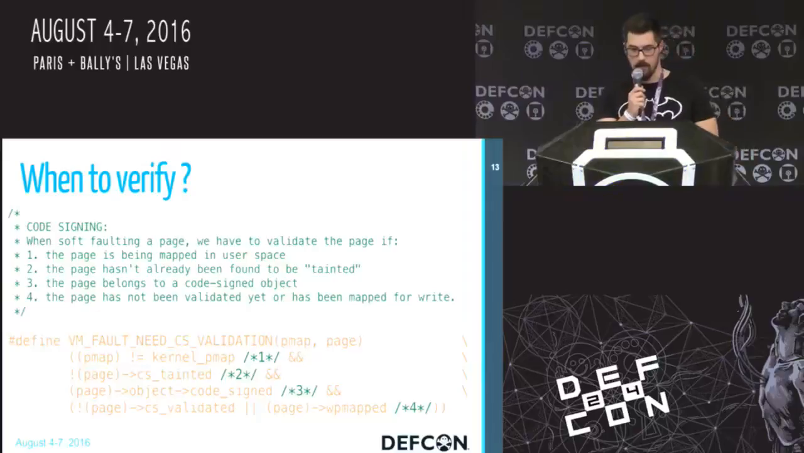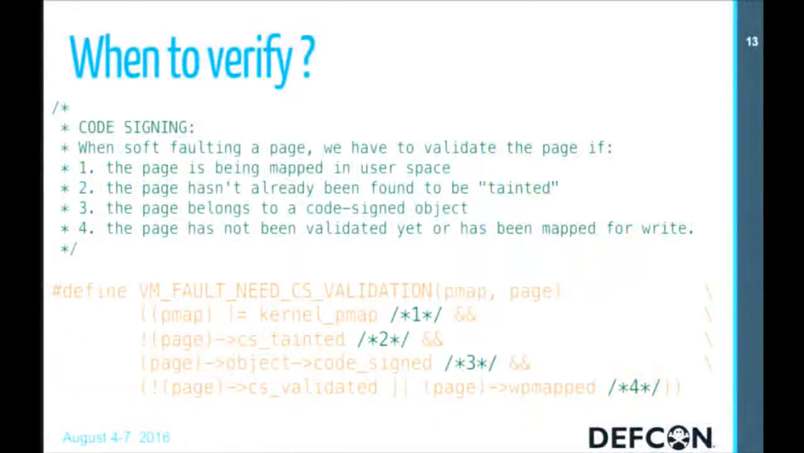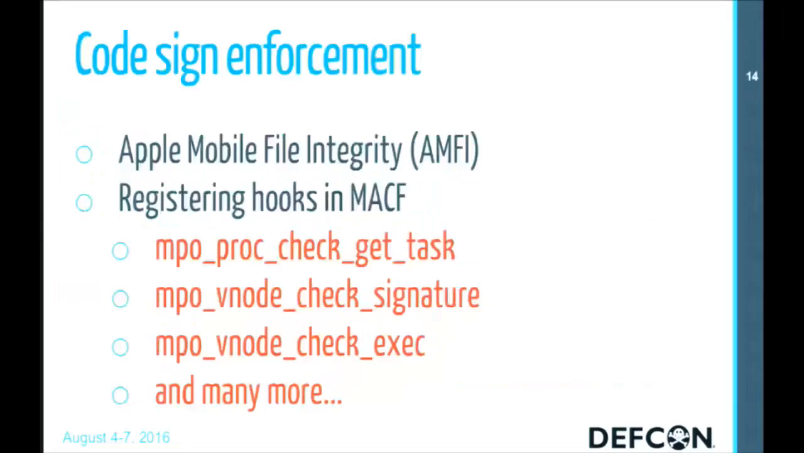So there is a macro, VM fault enter needs CS validation from VM fault. It says that a page needs to be validated if it's going to be writable, it belongs to a code signed object, or it's been mapped to user space, so basically it will be validated any interesting time.